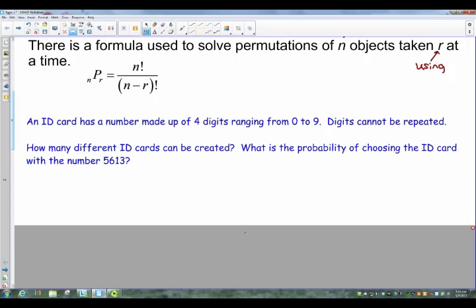Well, ID cards, like it says here, have 4 numbers ranging from 0 to 9. So how many numbers are we choosing from? Well, from 0 to 9, there are 10 different numbers possible. So that would equal your n. We are going to be using 4 of them, so that equals your r. So that would be 10P4. Now the way that this formula sets up is you have n factorial. Well, n is 10, so 10 factorial, over n minus r, which is 10 minus 4 factorial, or 10 factorial over 6 factorial. Now from here you've got a couple different ways to do this.